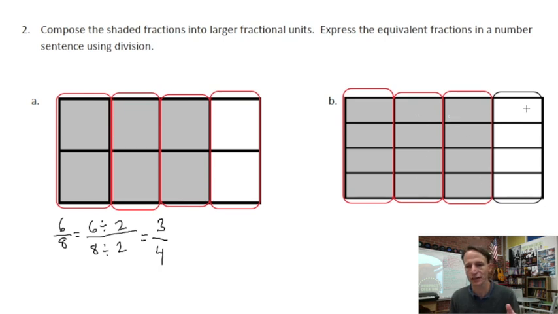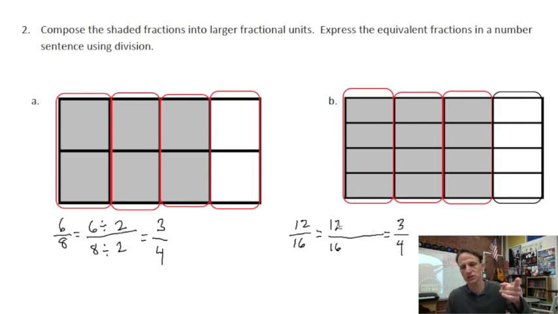All right, so what do we start with here? 4, 8, 12 out of 16. So 12/16. And then we'll see what our equivalent is. So we have 1, 2, 3 out of 4 groups now. Okay, so 3 out of 4.